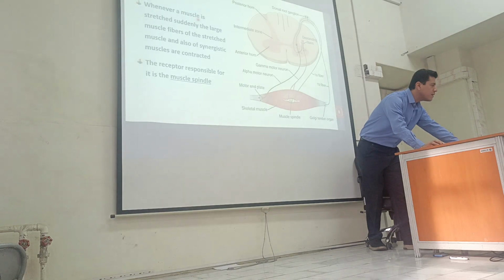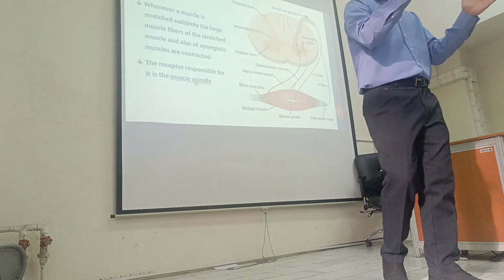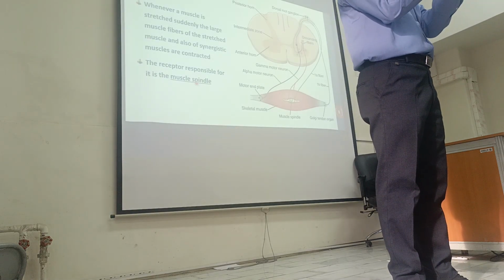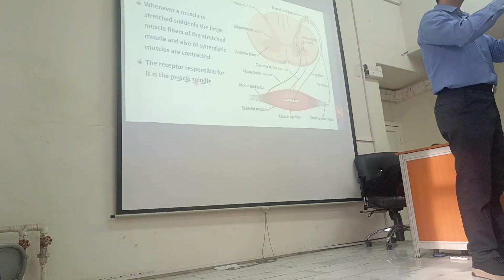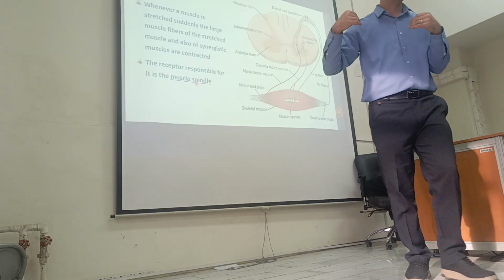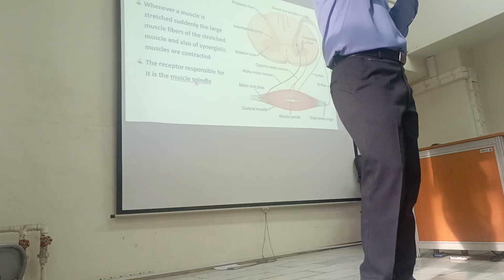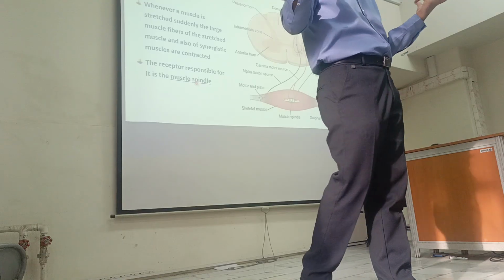So, whenever a muscle is stretched suddenly, the large muscle fibers of the stretched muscle and also of synergistic muscles are contracted. The receptor responsible for this is the muscle spindle. I told you that reflex is activated by a sensory stimulation. Sensory stimulation needs a receptor. So the receptor should be activated, then we can have movement, right? So the receptor here is the muscle spindle. Muscle spindles are small fibers that are located between larger fibers, right?